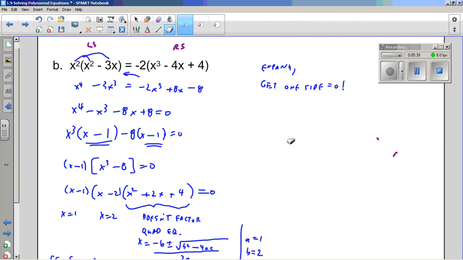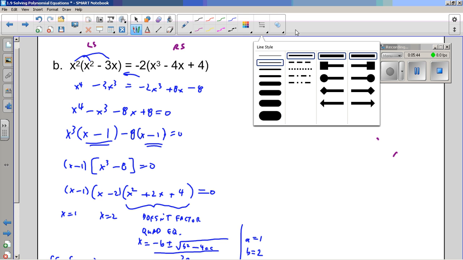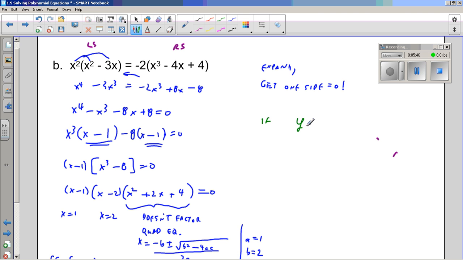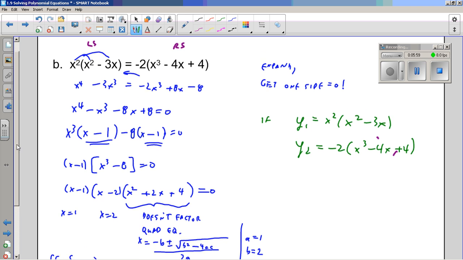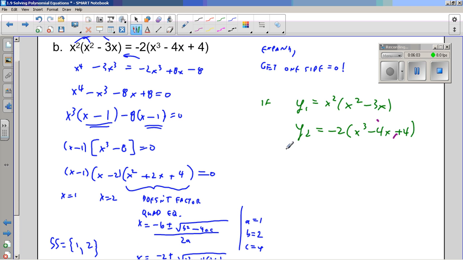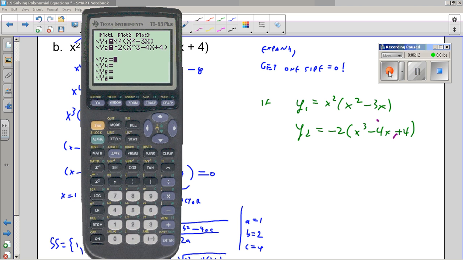So if I think of y1 as this expression and y2 as this expression, it means that they must cross at x equals 1 and x equals 2. And I'm going to show you that in just a second on the graphing calculator. Let me get that going, and I'll show you in just a second.